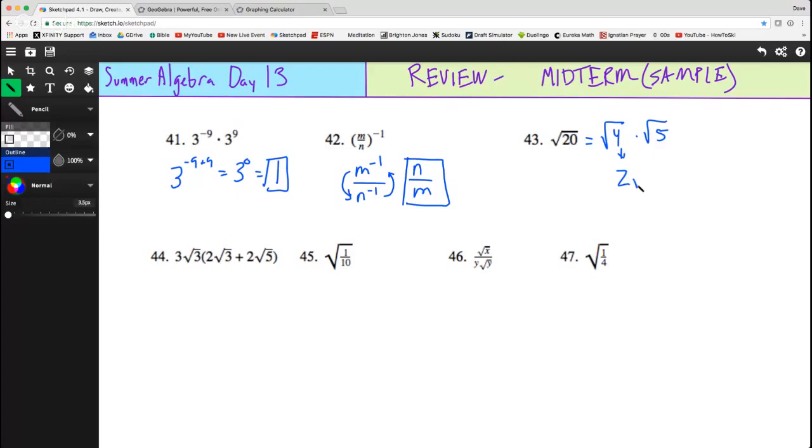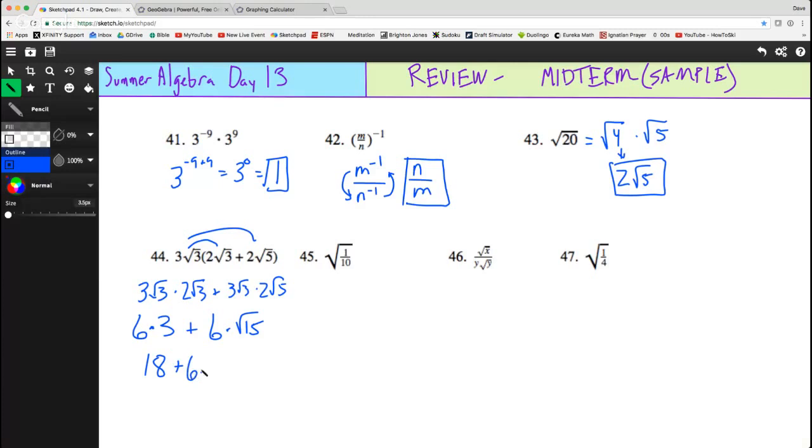All right, we have to use distribution. So that's 3 root 3 times 2 root 3 plus 3 root 3 times 2 root 5. We multiply the outside, 6. Inside, square root of 3 times square root of 3 is just 3. And over here, our outside, 6 times the square root of 15. So we got 18 plus 6 root 15.